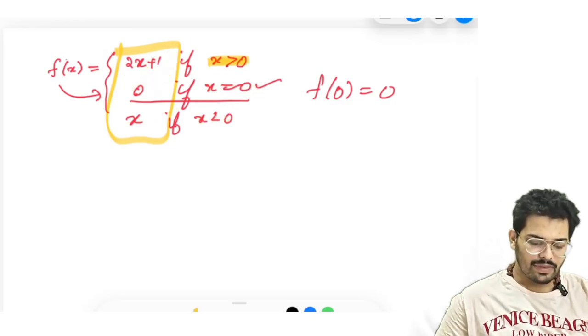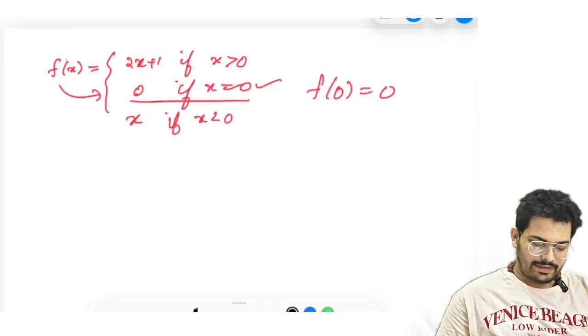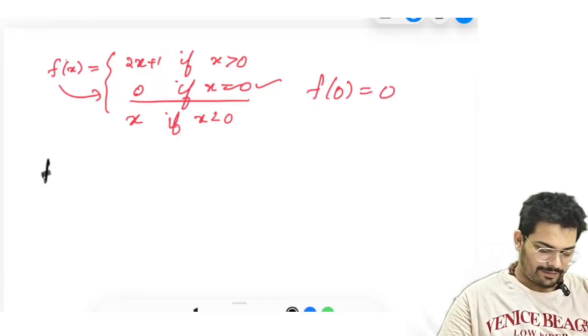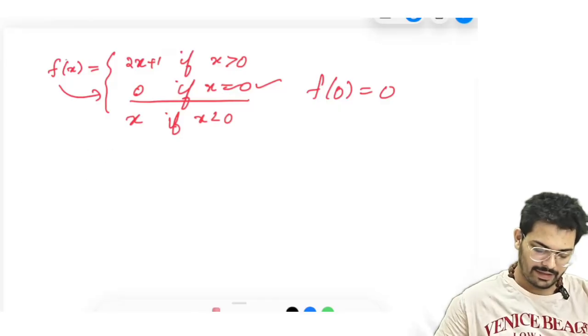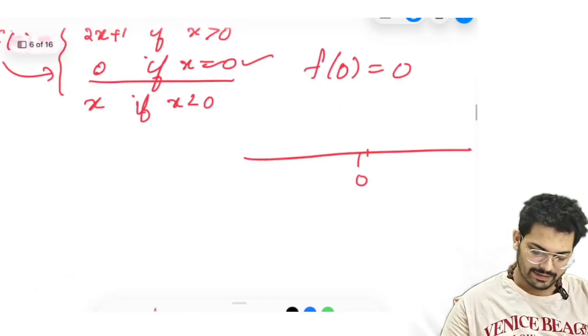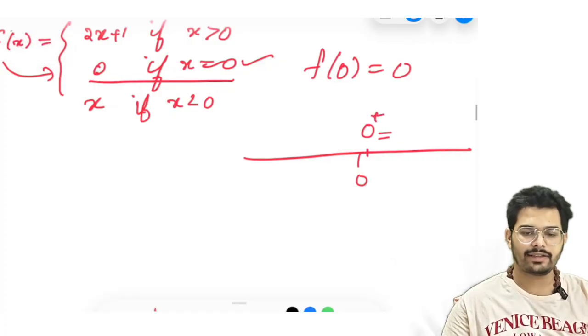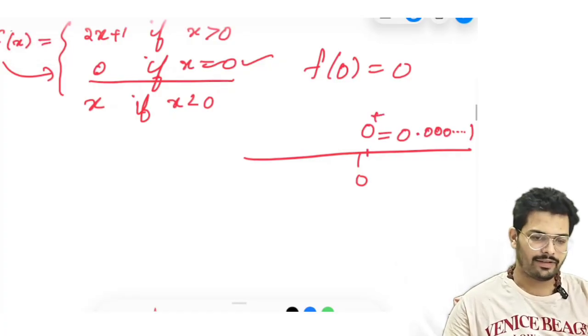Now in this case, I need to find the value of f of 0 plus. 0 plus means, actually, we can assume in the number line we have 0. After 0, there is a number that is slightly greater than 0, that is 0 plus. Let it be 0.000, infinite 0s, followed by the 1.